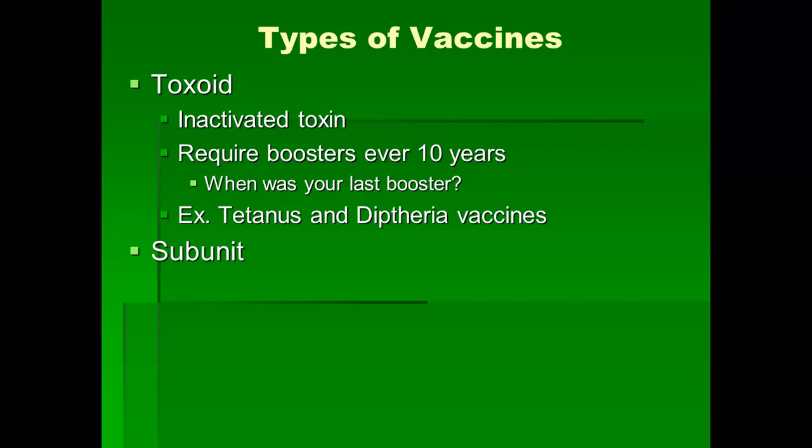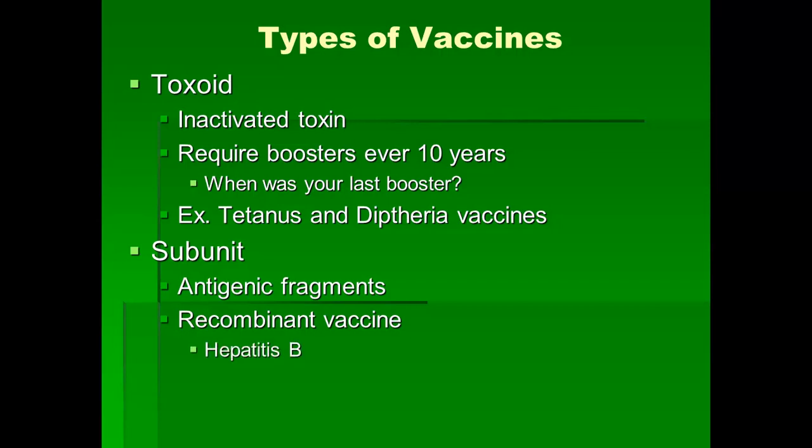Subunit vaccines consist of antigenic fragments of a microorganism. Recombinant vaccines are subunit vaccines that are produced by genetic engineering techniques. So other microbes are programmed to produce the desired antigen. For example, hepatitis B. We insert hepatitis B genes into yeast, and it produces the antigenic fragments of hepatitis B. And this is, of course, a lot safer.